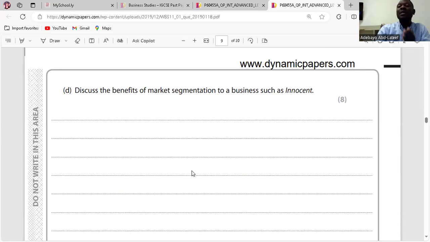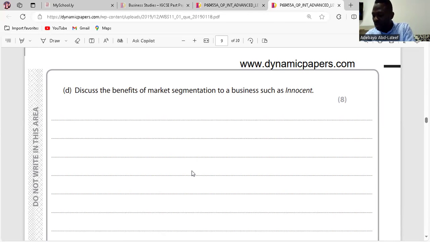If the market segment that you are targeting has just a few customers, it means you won't be making more revenue, because the number of customers for that product is few. Do you understand? To develop that product, you would have spent so much, and at the end of it you are selling to few customers. It will reduce your revenue.